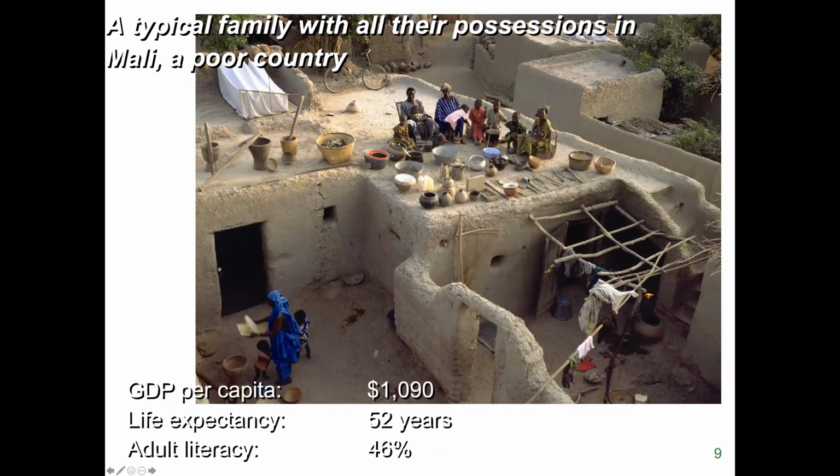This is a per capita GDP of $1,090 and life expectancy 52 years and adult literacy of 46%. So you can see there's a big difference between growing up in a poor country and growing up in a rich country.